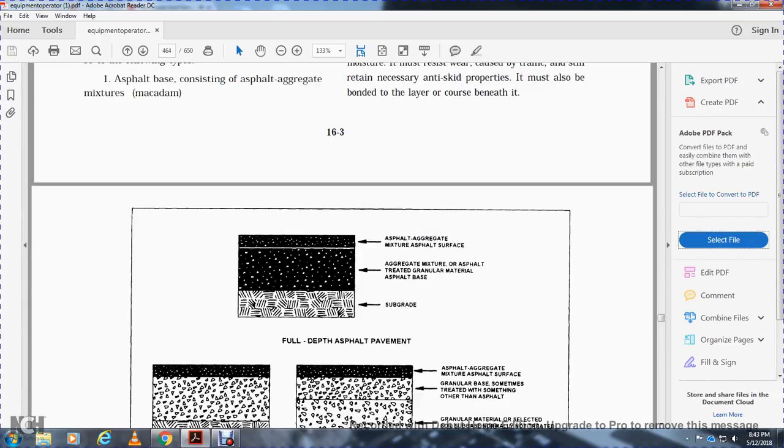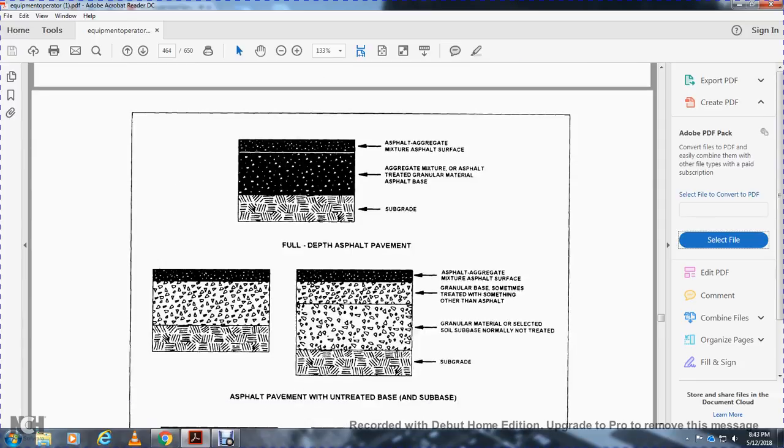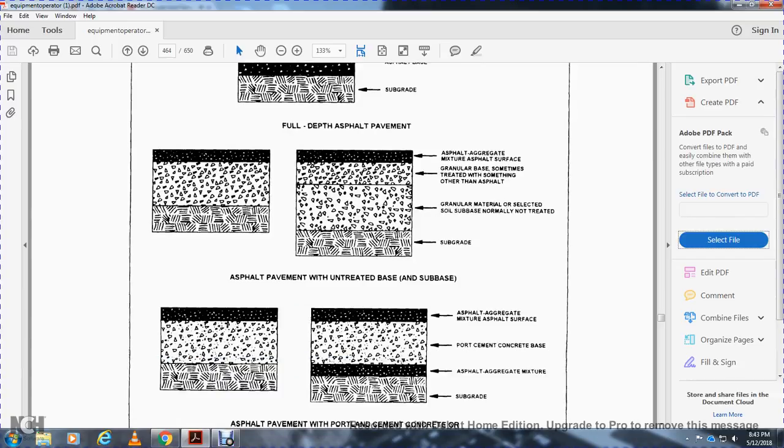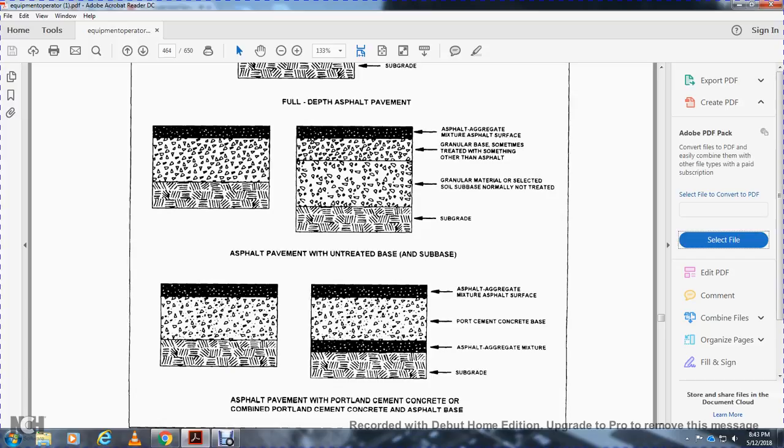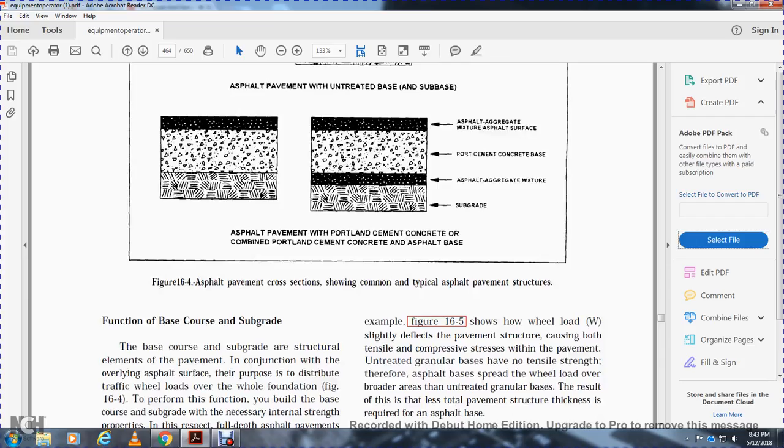Asphalt aggregate mixture, asphalt surface, asphalt mixture with a treated granular material, asphalt subgrade, full depth asphalt pavement. Asphalt mixture, asphalt surface with granular base treated with some other asphalt granular material selected, soil base normally treated subgrade. Asphalt pavement with untreated base and subbase, and asphalt pavement with Portland cement concrete combined with Portland cement concrete and asphalt. Asphalt mixture, asphalt surface with Portland cement concrete base, asphalt aggregate mixture subgrade.